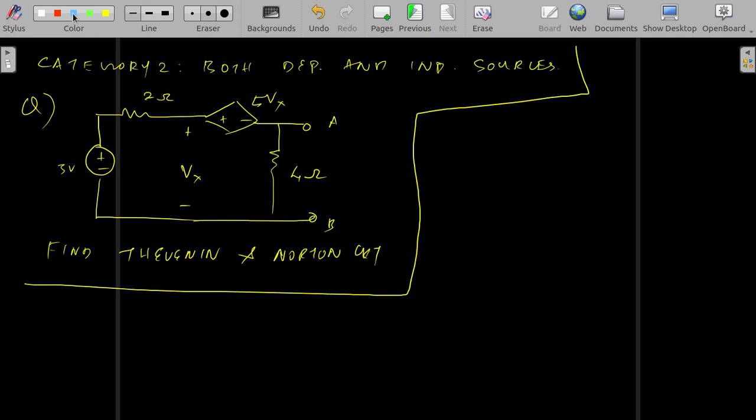So right away, what do we do? First, one thing we have to do is we have to find ISC. Okay. The other thing is we have to find the VOC. Okay, that is the thing we have to do. So let's start with the VOC. For VOC, I am assuming that there is a current I here, and the current will be flowing like this, in this way. Okay.